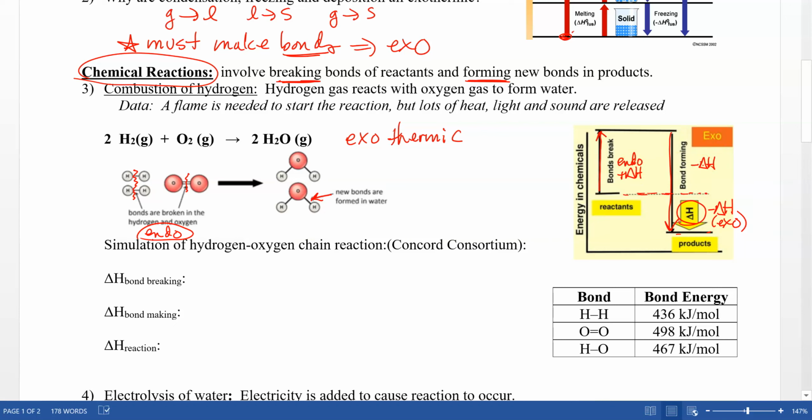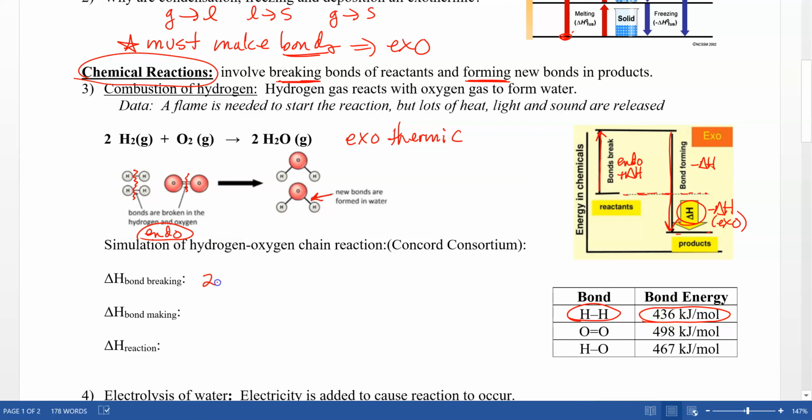So again, in this reaction, we're going to break two bonds between the hydrogen to the hydrogen bond. So what we're going to do, we're going to look up on this bond energy chart, and it's telling us it takes 436 kilojoules of heat to break the bond for a mole of hydrogen-hydrogen bonds, right? So you have a mole of these bonds. That's how much energy it takes. Right? So again, it's endothermic to break them, so it's the amount of energy it takes to break the bond.